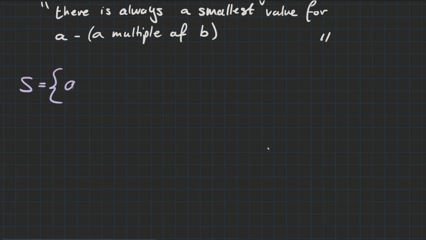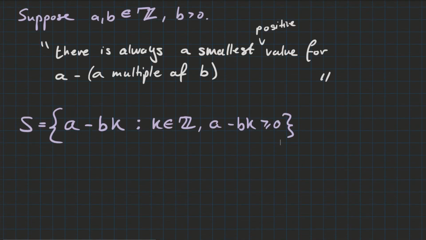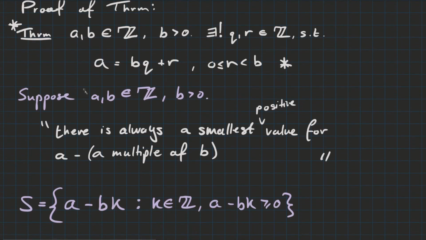What are those numbers? Well, they're A minus B times K, for some integer K. Notably, we want A minus BK to be non-negative. So we're going to think about the set of all these numbers, A minus BK, where K is an integer, so A minus a multiple of B, but that being a positive number. And remember, the detail here is that A could be negative. This is the interesting thing.